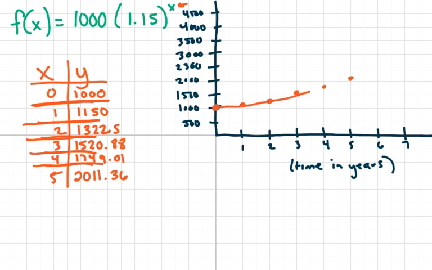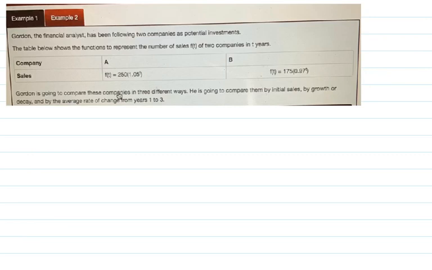And so we do start to see this curve. It's going to continue to curve just like that. And so there's our graph. All right, so the next example, it says Gordon, the financial analyst, has been following 2 companies as potential investments.